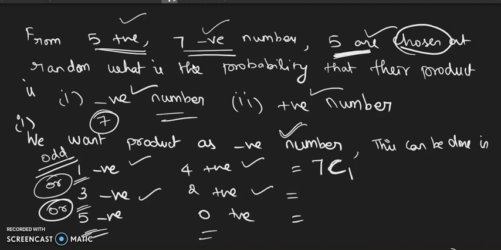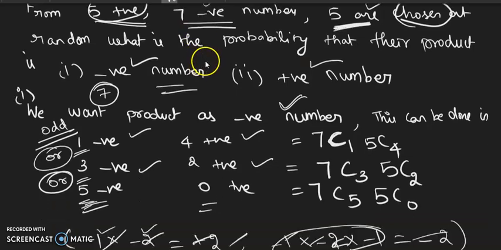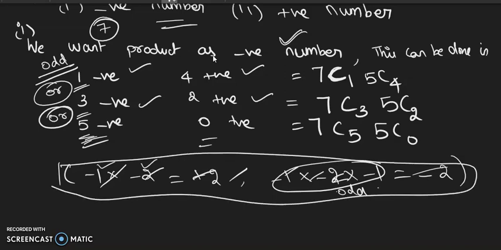Whenever choosing or selecting comes, then combination will enter the scene. And how many positive numbers are there? 5. From 5 I am choosing 4. And the next one is from 7 I am choosing 3, and from 5 I am choosing 2. Right? Then again 5 negative: from 7 I am choosing 5, and from 5 I am choosing 0. So these are the cases, and remember I have written OR, correct? So let me put this in a box. Okay, I have written OR.